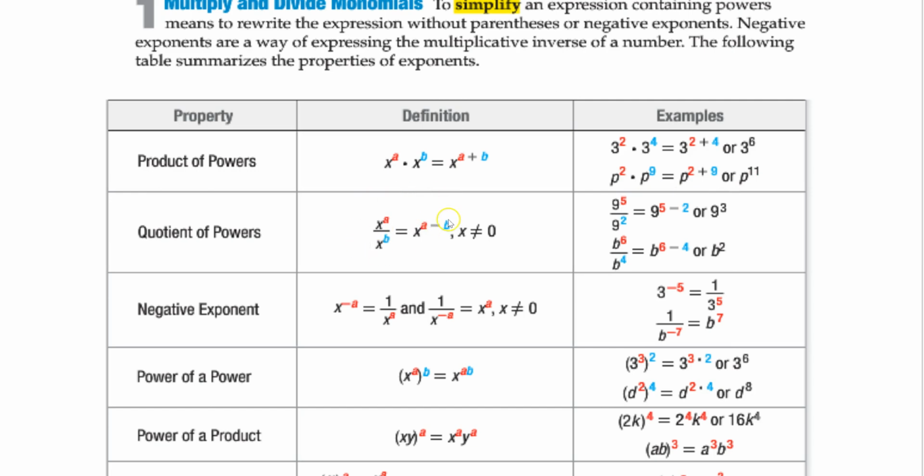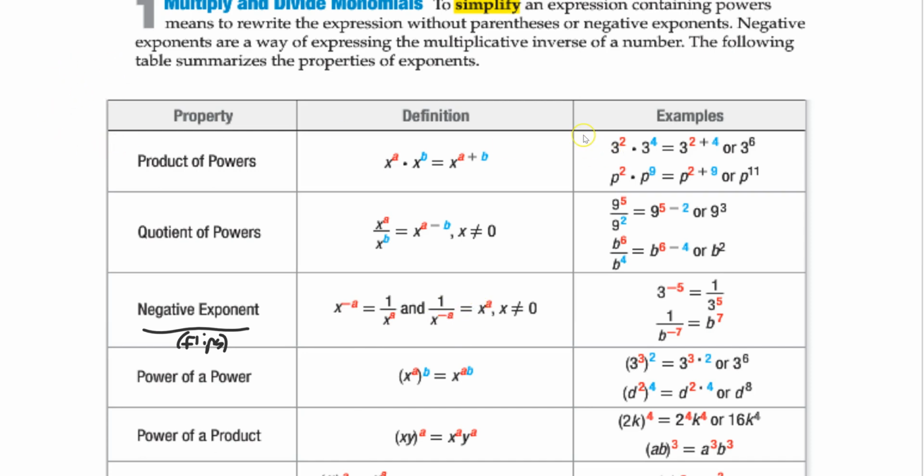If you divide, you subtract the powers, top minus bottom. If it's a negative exponent, this is an important one. Those are like, you've done those before. Negative exponent is kind of new. A negative exponent flips the power. So if you see right here, x to negative a is just 1 over x to the a. And if you have 1 over x to negative a, it flips to x to the a.